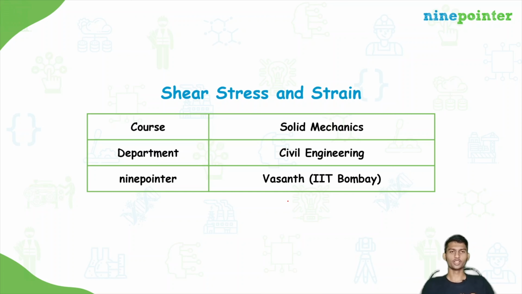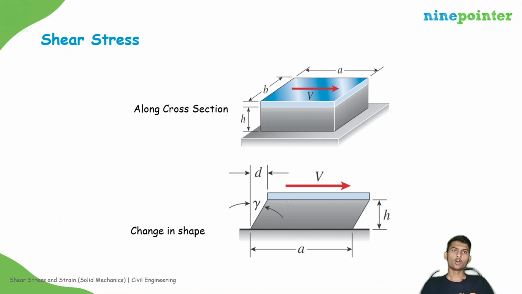In this video, we are going to discuss a new topic called shear stress and shear strain. So we discussed a lot on axial loading. In that we discussed normal stress and normal strain, right? So shear stress and shear strain are consequences of shear load. We already know about shear load. What is shear load? Shear load will act along the cross section of the member, right?